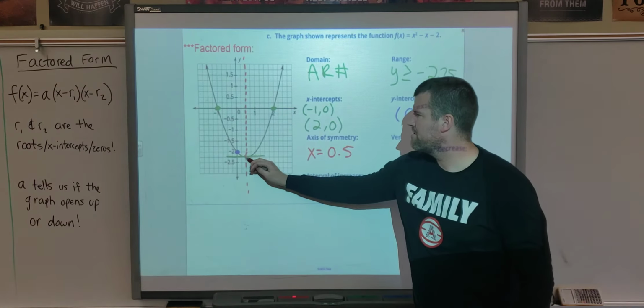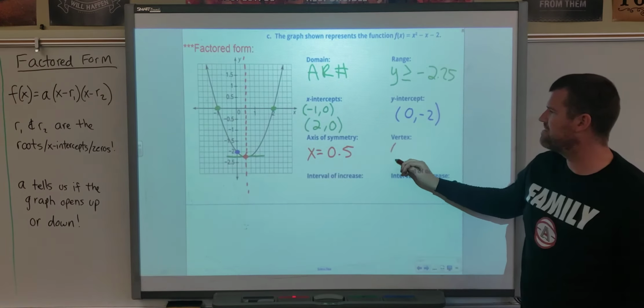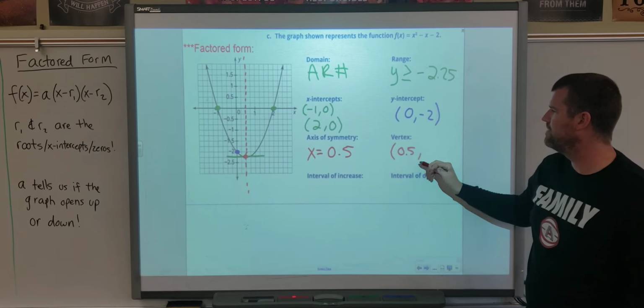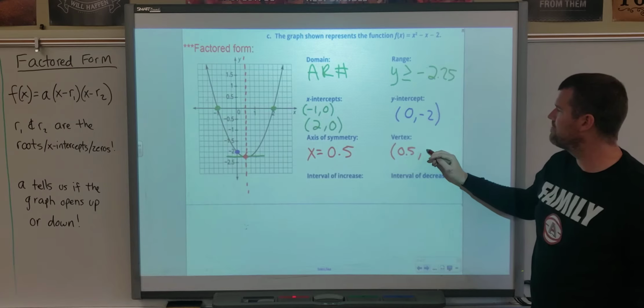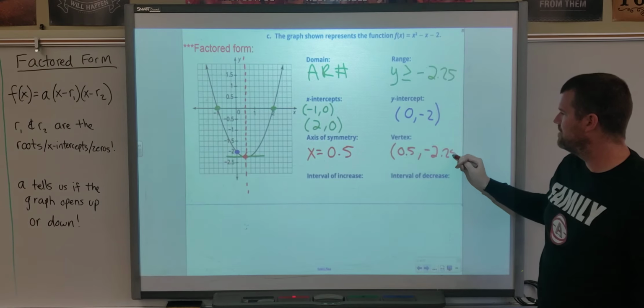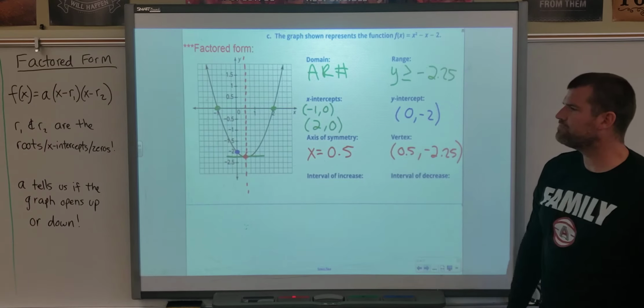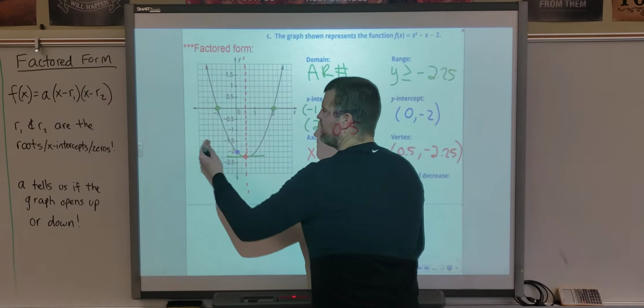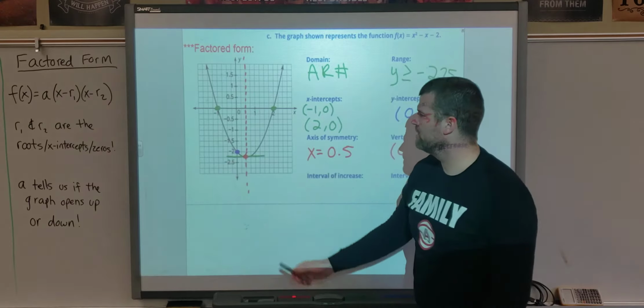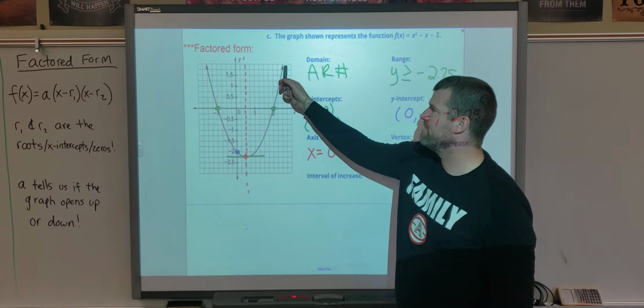The vertex is going to be the x from the axis of symmetry, 0.5. And then the y-coordinate is always the same thing we used in our range, so negative 2.25. Interval of increase, does the graph increase for the first half or the second half? Well, if we look at it, it's going up for the second half of the graph.